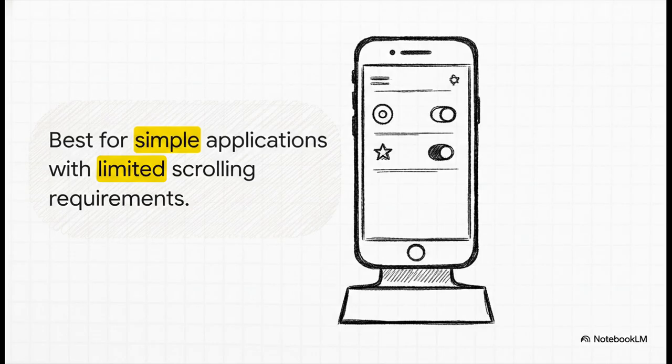So where does the AppBar really shine? Its ideal habitat, you could say, is in apps with pretty straightforward designs. We're talking about things like settings pages, simple forms, or really any screen where the content is short and sweet and doesn't need a ton of scrolling. If simplicity and rock-solid stability are what you're after, the AppBar is your go-to, no question.